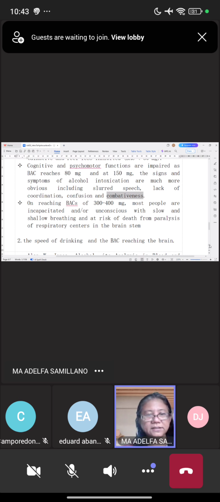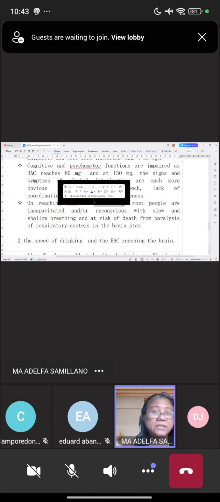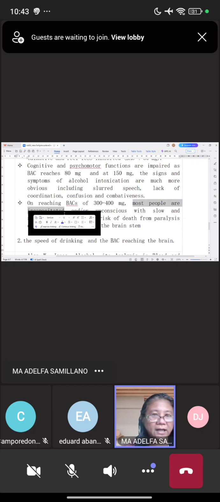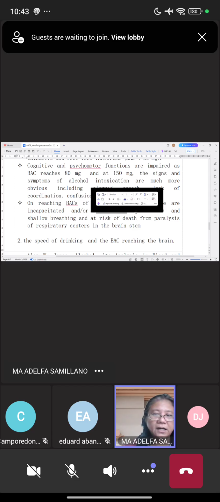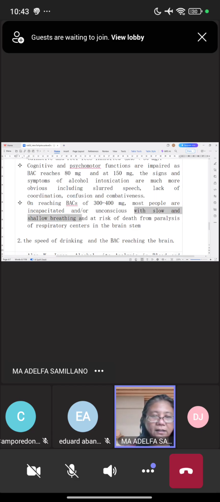Lastly, on reaching blood alcohol levels of 300 to 400 milligrams, which refers to 6 to 8 bottles of beer, most people are incapacitated or unconscious. The dangerous part is when breathing slows, and the person is at risk of death from paralysis of the respiratory centers in the brainstem.